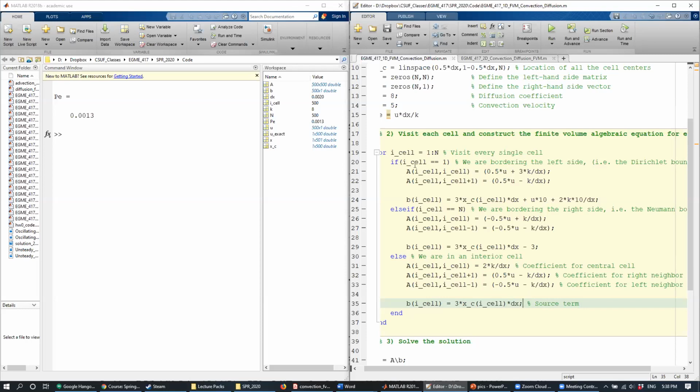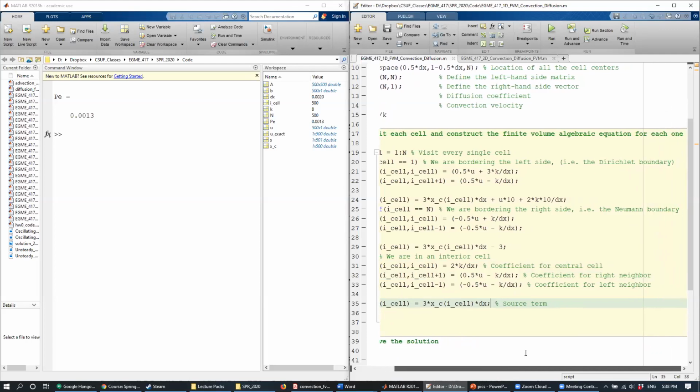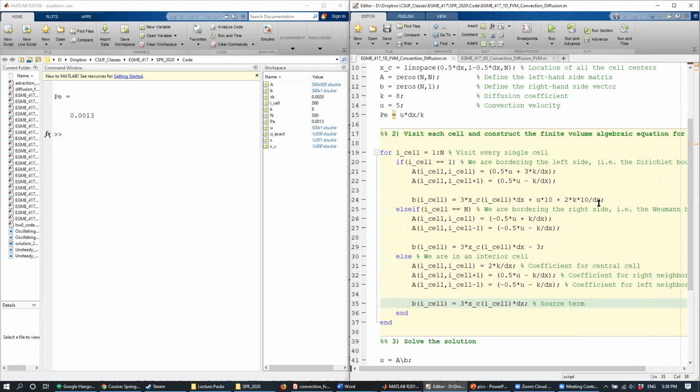So the first thing we have is if I cell is equal to 1. Just like this comment says right here, if I cell is equal to 1, that tells us we're on the left side of the domain. So we're on the leftmost cell, where we have our Dirichlet boundary condition. You can see that Dirichlet boundary condition is incorporated into the right side of the equations from this term right here. And then for the left-hand side matrix A, we only have entries for the central cell and then for the right neighbor. Because remember, when we're on the total left side of the domain, we don't have a left neighbor, so there's no way for us to incorporate a coefficient there.